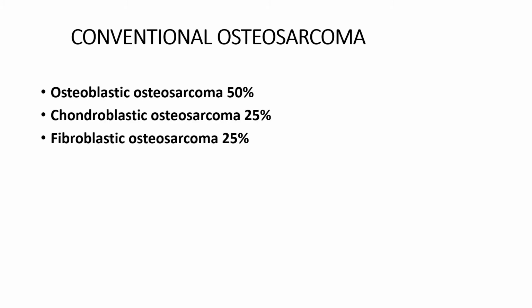Conventional osteosarcoma has three subtypes. The most common is osteoblastic sarcoma, followed by chondroblastic and fibroblastic osteosarcoma. Subclassification is based on the predominant sarcoma component. In such cases, a predominant cartilaginous component is consistent with chondroblastic osteosarcoma, and a predominant fibroblastic component is consistent with fibroblastic osteosarcoma.